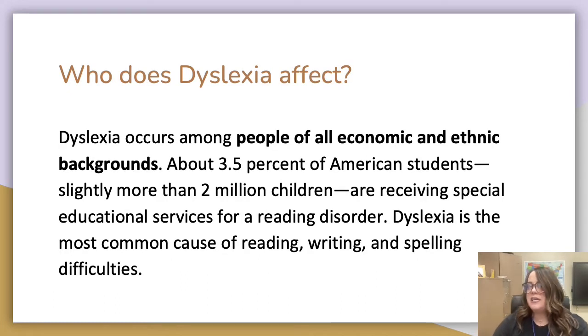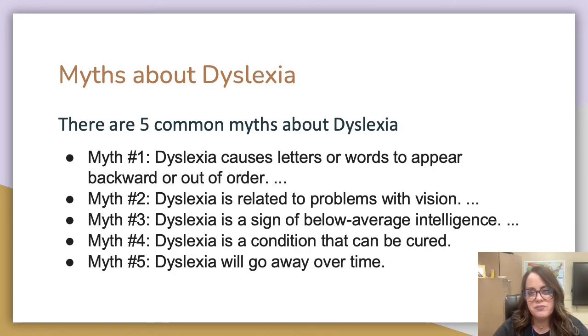So now that we've defined dyslexia, who does it affect? It actually might affect more people than you even realized. It affects about 3.5% of Americans, which is slightly more than 2 million children.